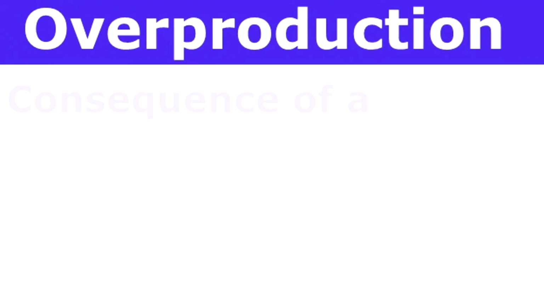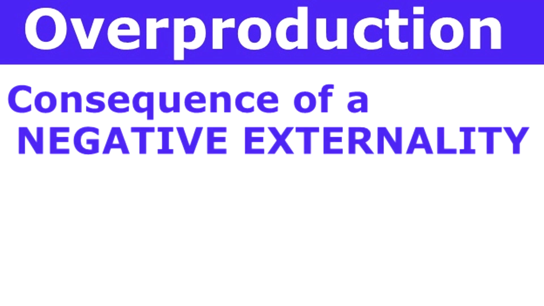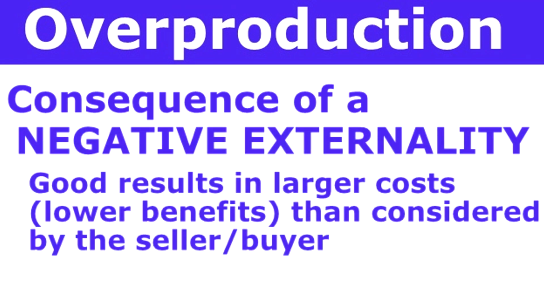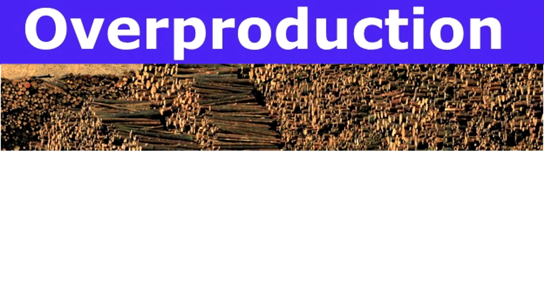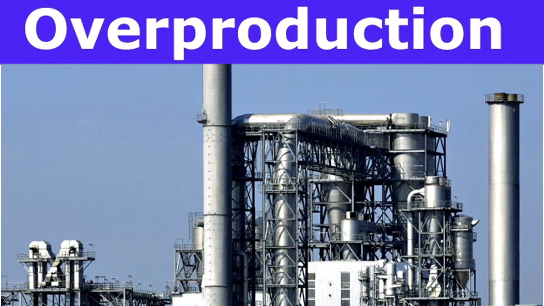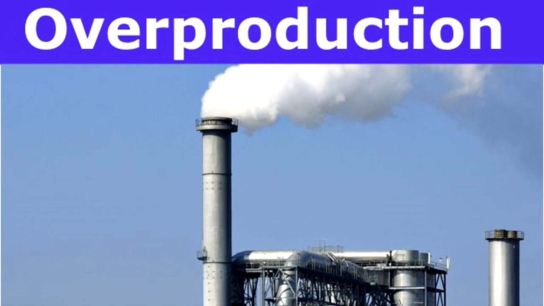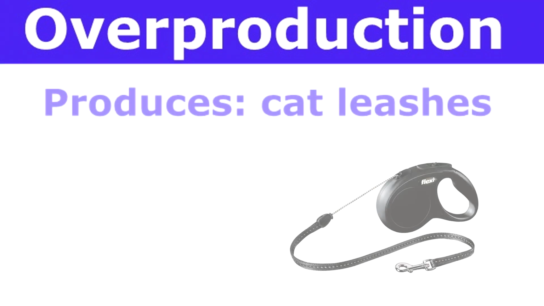An overproduction of a good is a consequence of a negative externality. Because a good results in larger costs or lower benefits than are being considered by those transacting, the optimal level of production is going to be higher in the private case than the social case. Consider a factory that, as a byproduct of production, produces lots of pollution. Disgusting! Say the firm produces cat leashes.